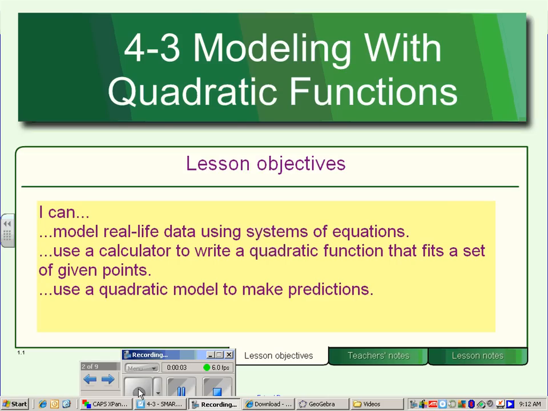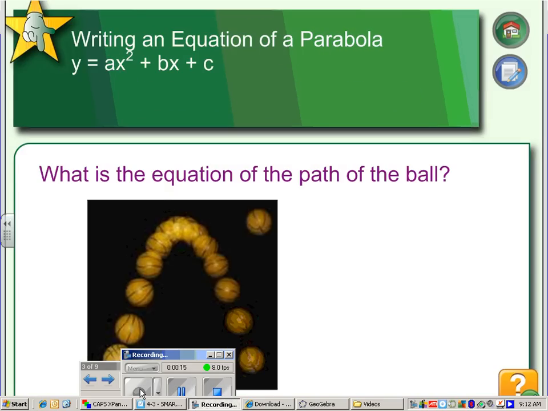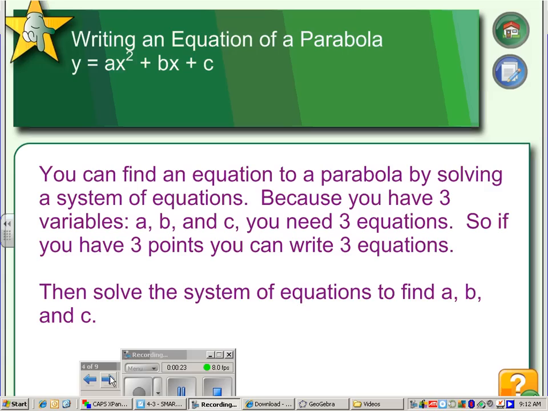Lesson 4.3 is about modeling with quadratic functions. So we're going to eventually look at some real life data and see how you can write an equation to it and then use that equation to predict future values. For example, we could write an equation to model the path of this basketball, which we will do at the end of the lesson. In order to do that, we are using our standard form equation.